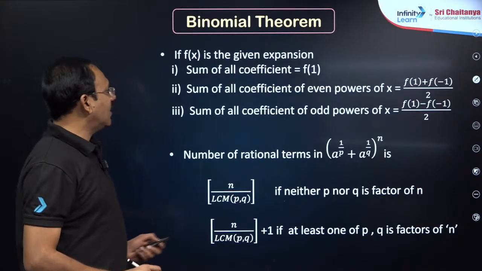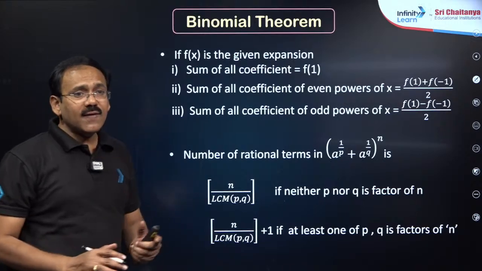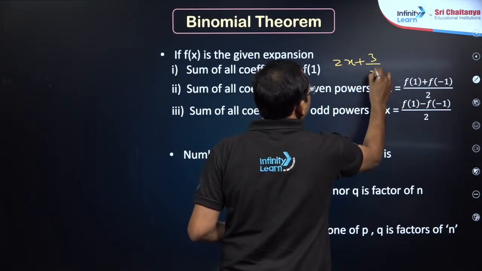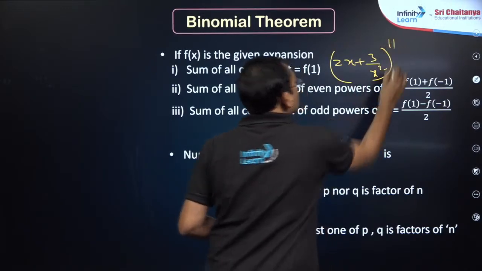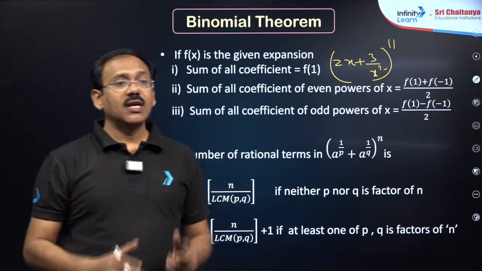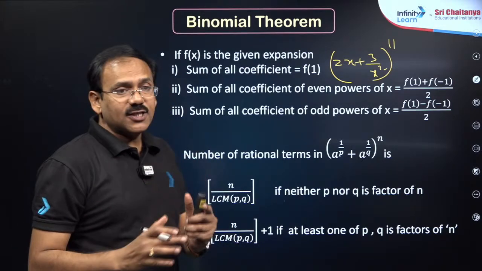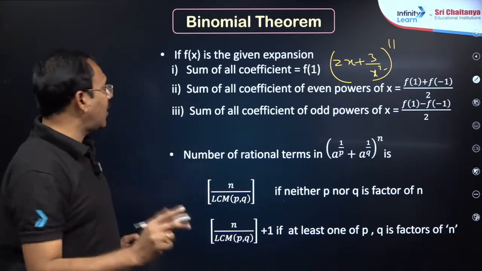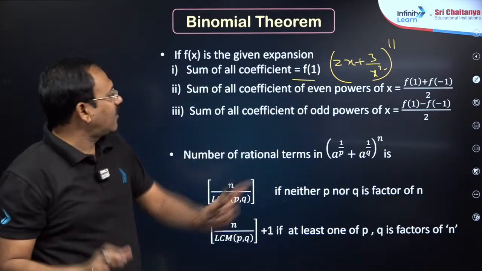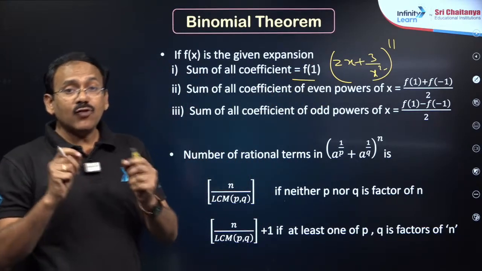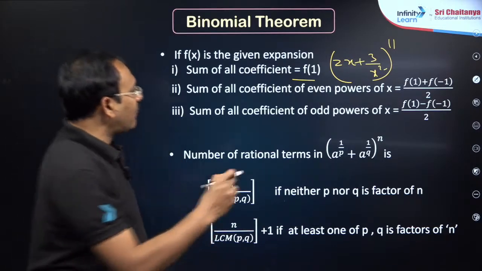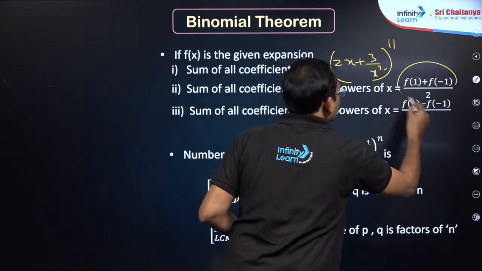Okay. Next, you may be given a binomial expansion kind of (2x + 3/x²)^11. So after expanding, dear students, you will be getting 12 terms. If you want the sum of all coefficients, my dear friends, the shortcut is f(1). Just put 1 in place of x, that is 5^11. If you just want the sum of coefficients of even powers of x, (f(1) + f(−1))/2 is the shortcut.